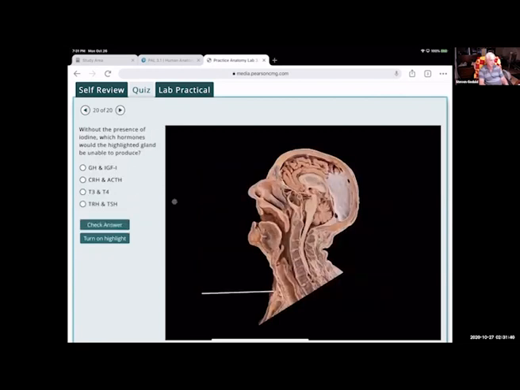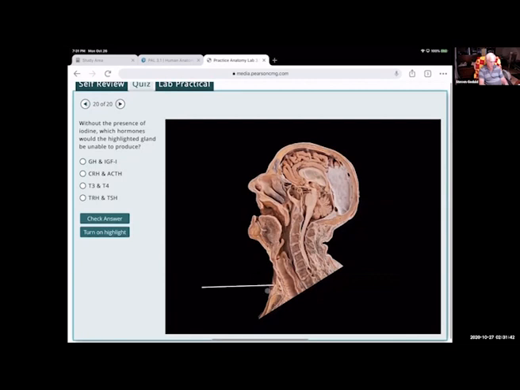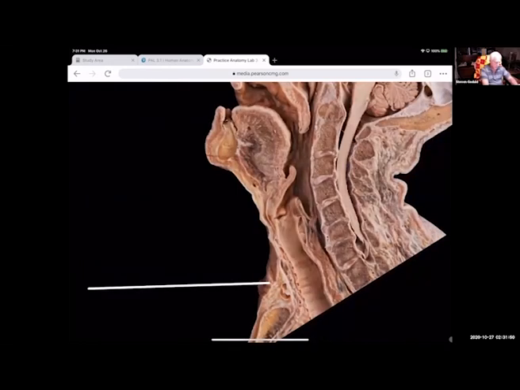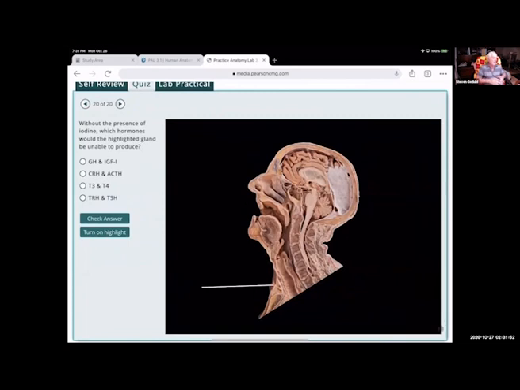All right. This one, what gland is that pointing to first of all, so we know where we're at? The thyroid. Perfect. Thyroid gland, the common one here. We all love the thyroid gland. Okay, without the presence of iodine, which hormones would the highlighted gland be unable to produce? T3 and T4. Perfect. T3 and T4 if you don't have iodine.